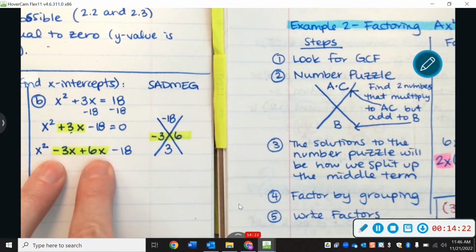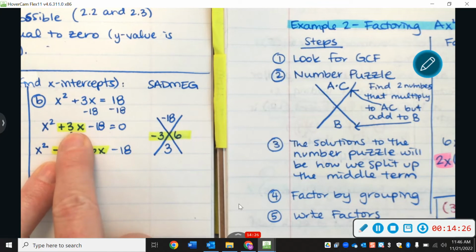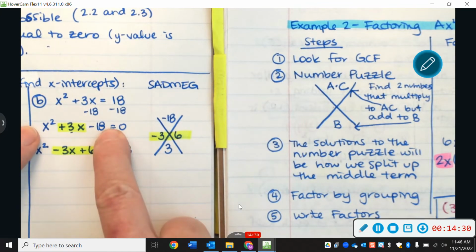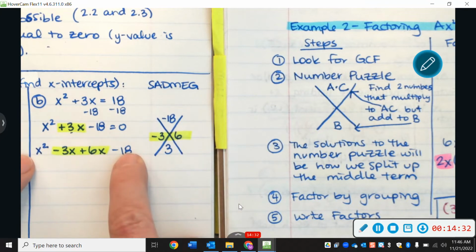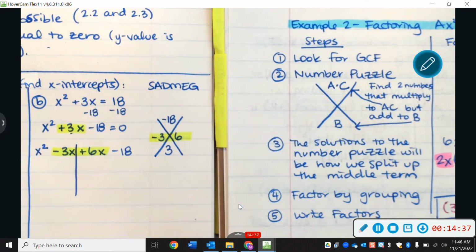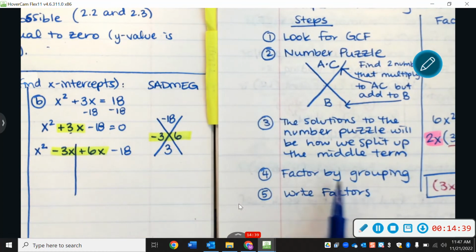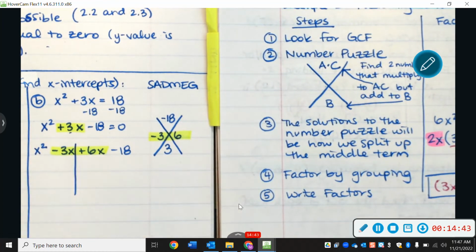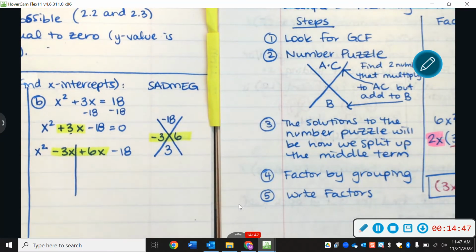Notice that if I combine these together, negative 3x and positive 6x give me positive 3x. So I haven't changed the value of this quadratic. All I've done is changed the way that it looks, and that way I can go ahead and split this and factor by grouping. I'm going to find the common factor for each half. So take a moment, pause this video, see if you can go ahead and factor each of these halves.